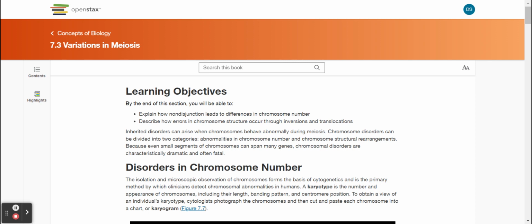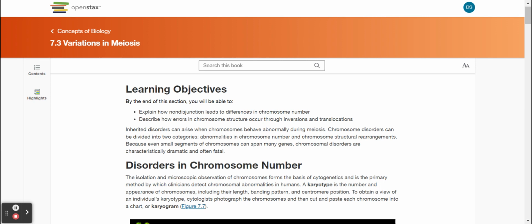Inherited disorders can arise when chromosomes behave abnormally during meiosis. Chromosome disorders can be divided into two categories: abnormalities in chromosome number and chromosome structural arrangements. Because even small segments of chromosomes can span many genes, chromosomal disorders are characteristically dramatic and often fatal.